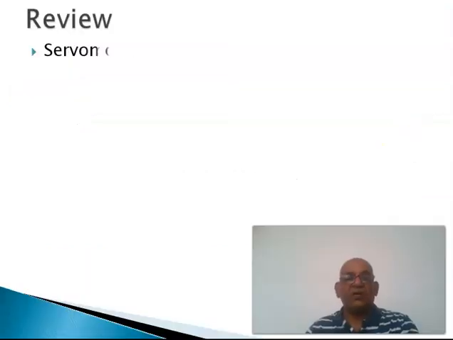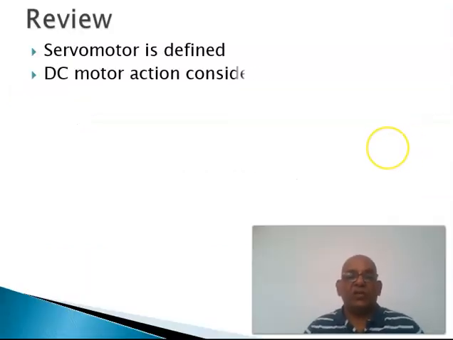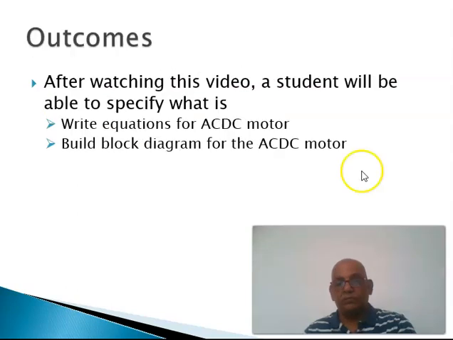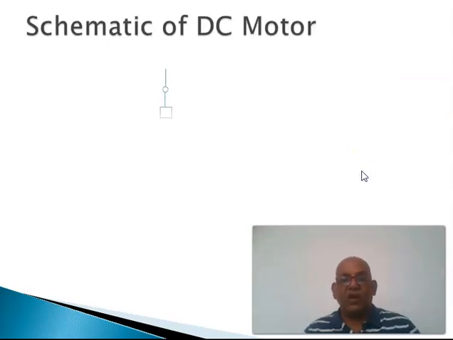In the last video, we have seen what a servo motor is, and we have seen that DC motor action can be either through armature control or field control. We have seen a little bit about what is armature control and field control and brought out their comparative features. We'll continue from where we left and try to consider the schematic of a DC motor under armature control.